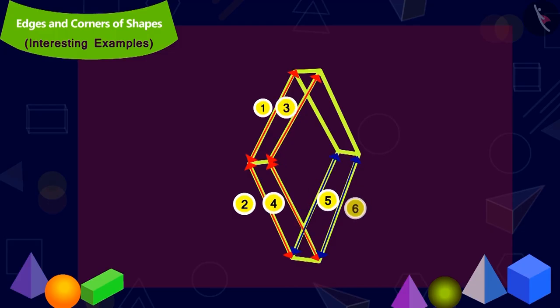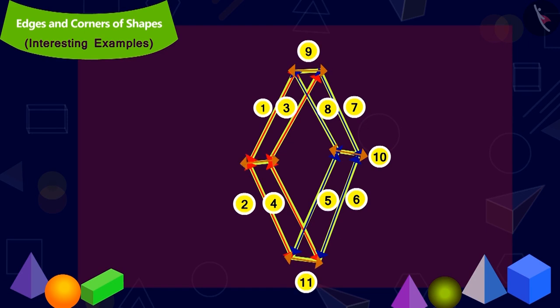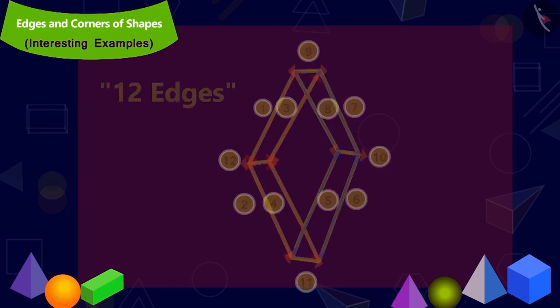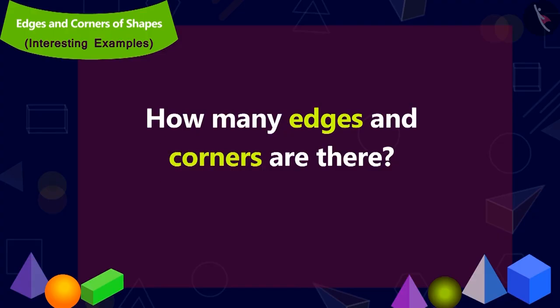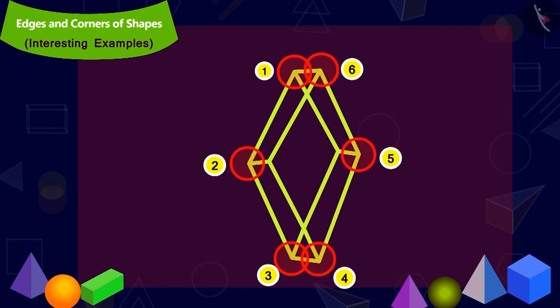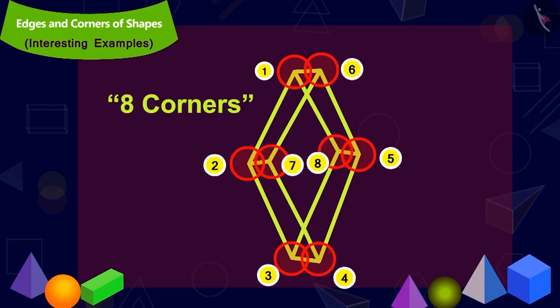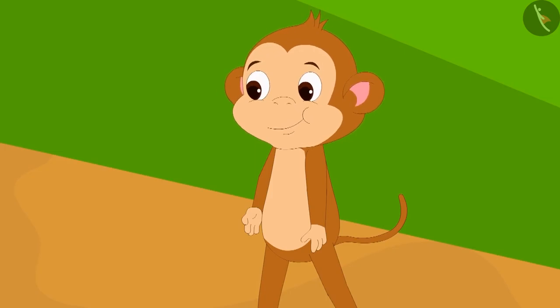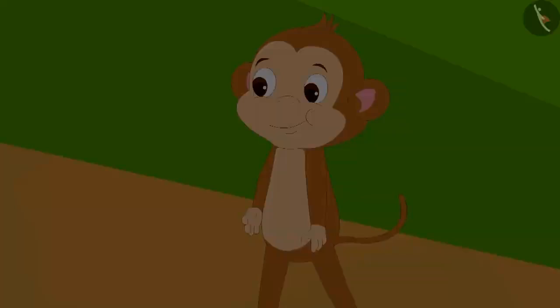How many edges in total? 12. Now, can you make out which are the corners of the sweet? Here are the corners. How many total corners? 8. Babban answered this one correctly, and he quickly ate up the Kaju Katli too.